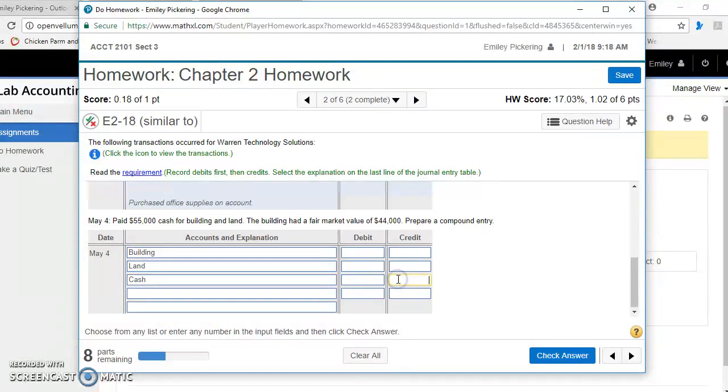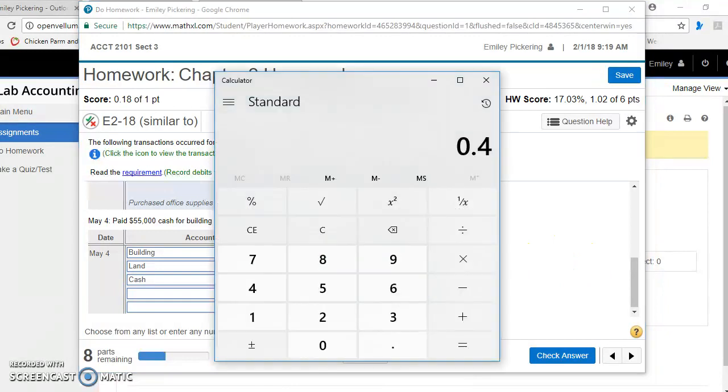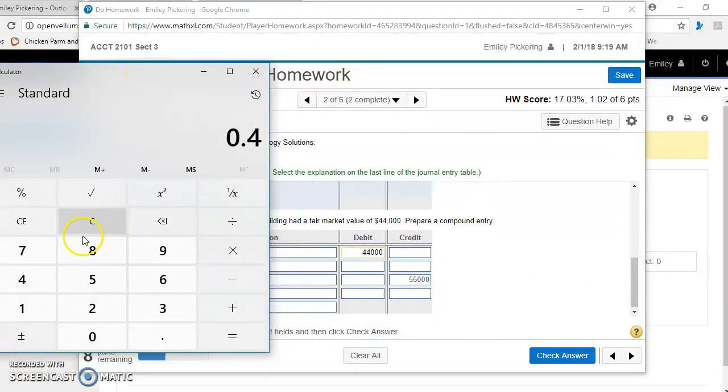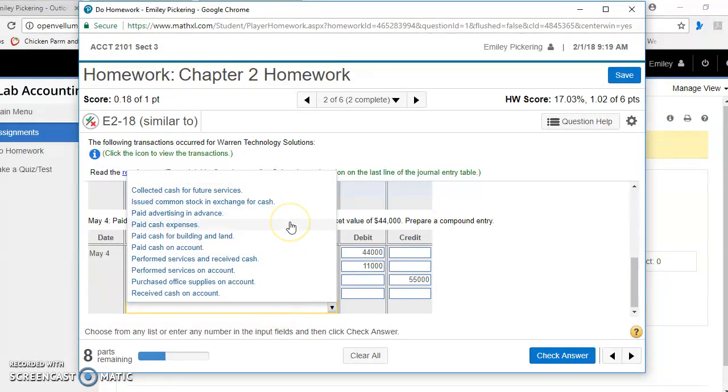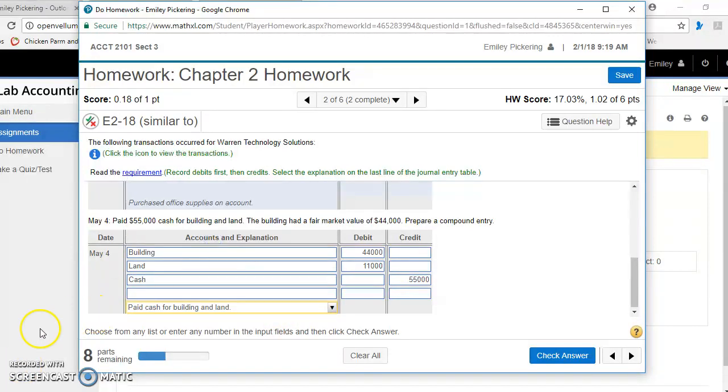So your cash for sure decreased by $55,000, right? And your building had a fair market value of $44,000. So let's go ahead and put that there. Asset, we're going to increase it with a debit. Well, to make this journal entry balance, you have to have $55,000 on each side. So I would just take $55,000 and subtract $44,000, and you're left with $11,000. And $11,000 has got to go here for land. And then for your explanation, you paid cash for land and building.